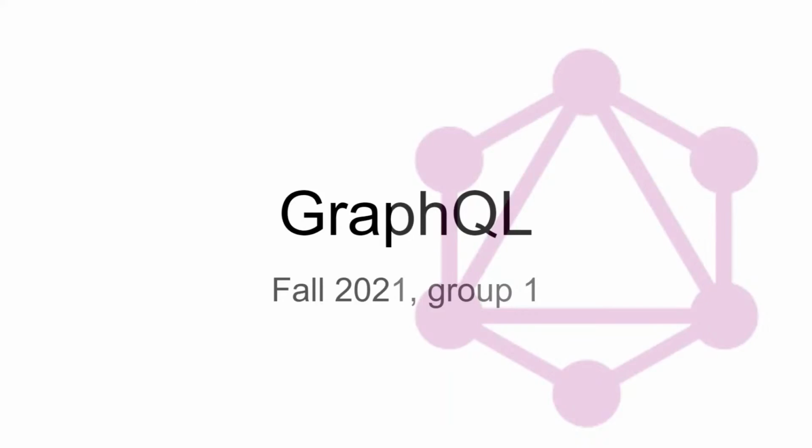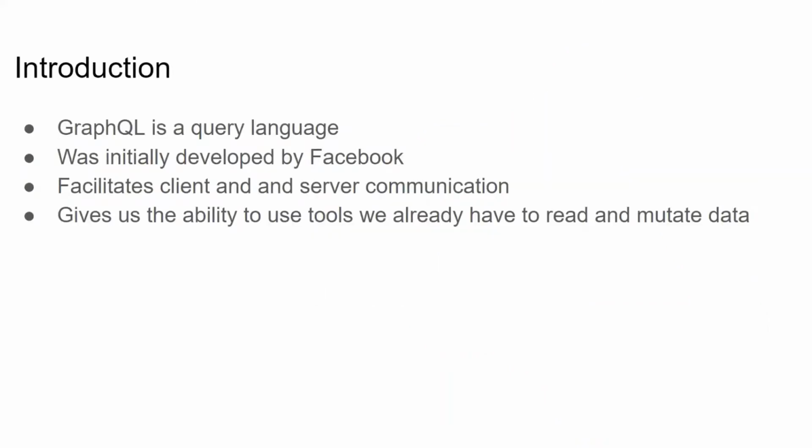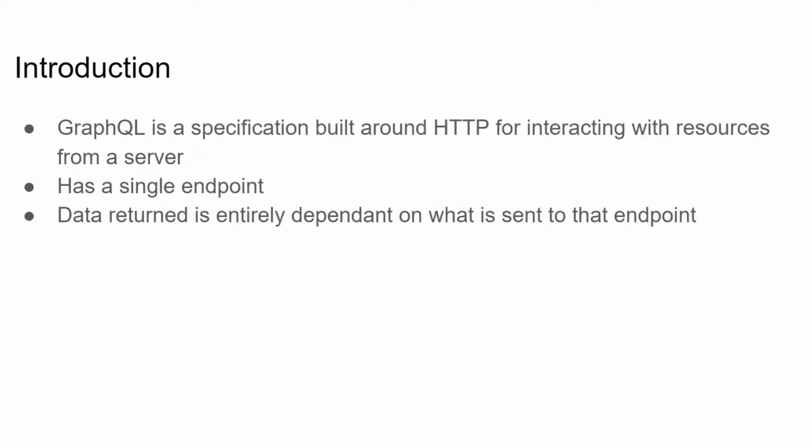GraphQL is a query language, originally developed internally by Facebook in 2012, and it is used to communicate between the client, the browser, and the server. It allows you to ask for specific kinds of data, ask for exactly what you want, and get back exactly what you asked for. In essence, all GraphQL is a specific way to use tools that we already have to read and mutate data in APIs.